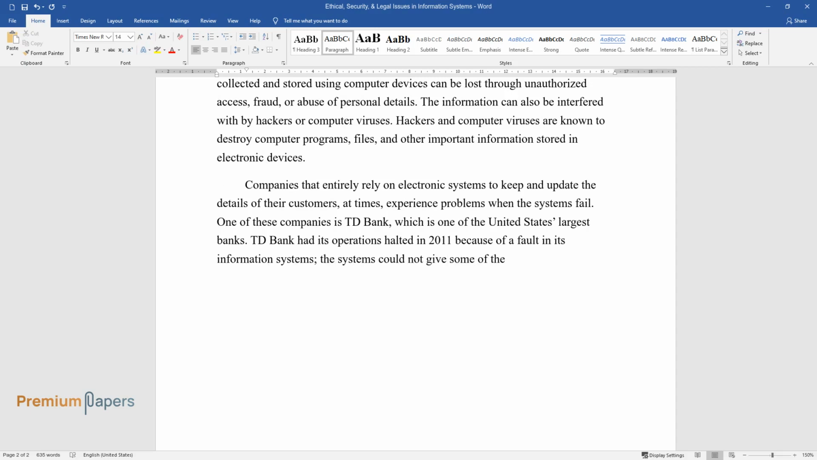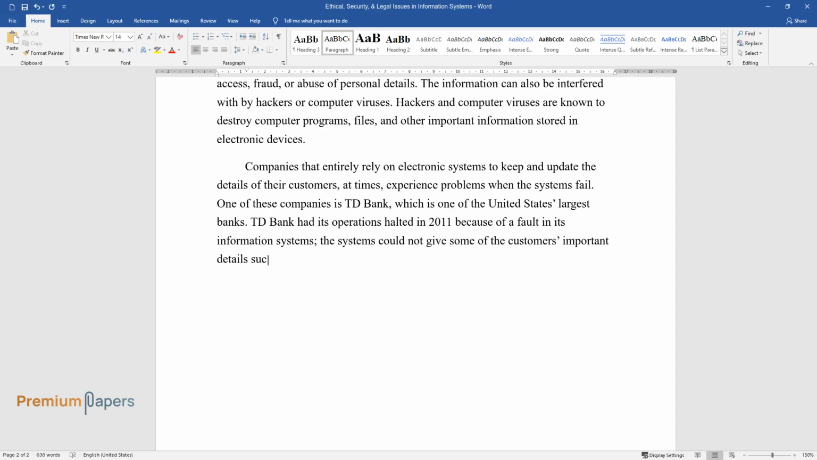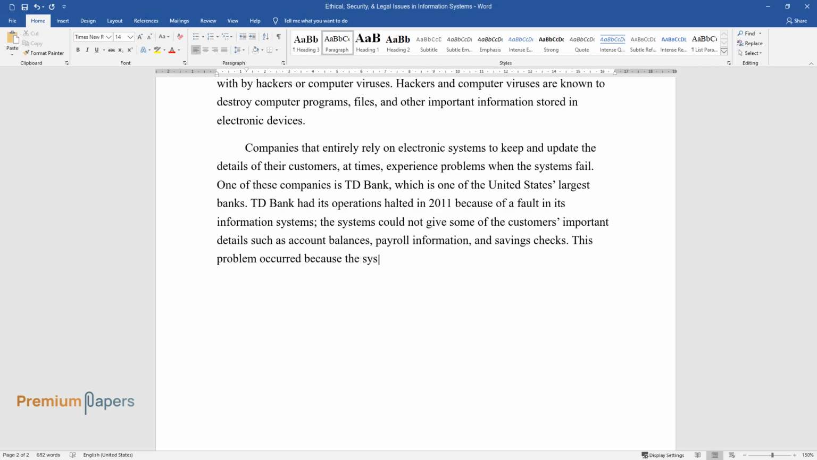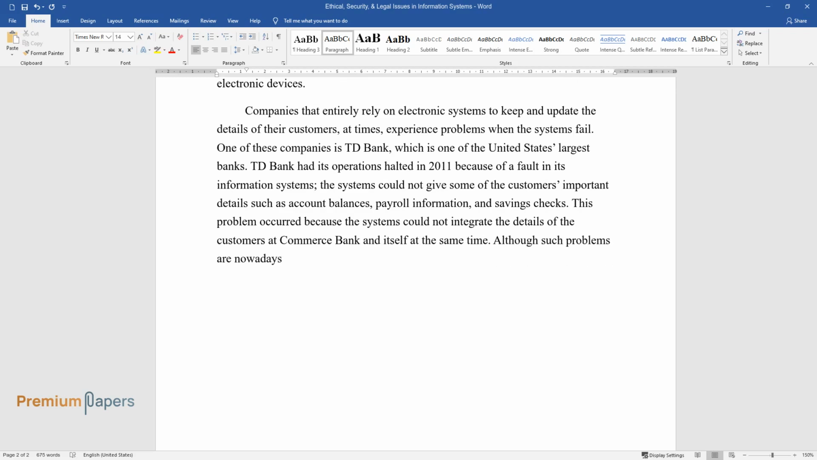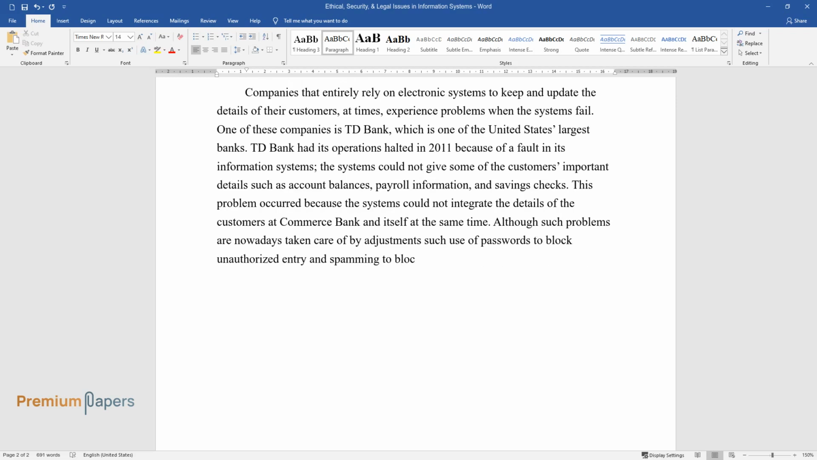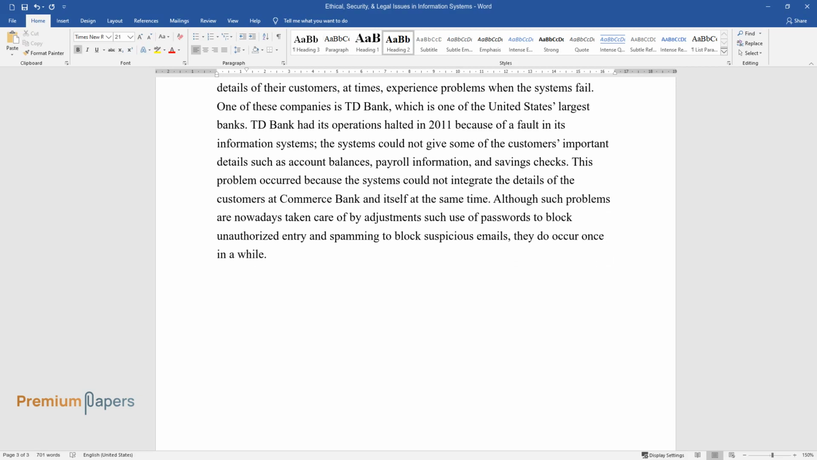The systems could not give some of the customers important details such as account balances, payroll information, and savings checks. This problem occurred because the systems could not integrate the details of the customers at Commerce Bank and itself at the same time. Although such problems are nowadays taken care of by adjustments such as use of passwords to block unauthorized entry and spamming to block suspicious emails, they do occur once in a while.